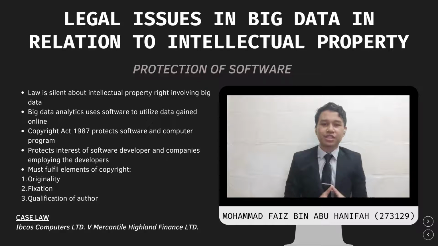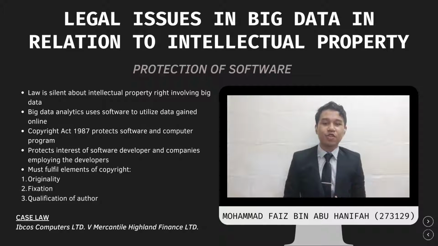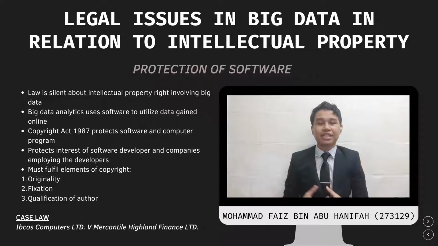The significance of such a claim can be proven in the case of Ipcos Computers Limited and Mercantile Highland Finance Limited, where the court held that a worker or a computer programmer who had worked for a company creating a computer program to function a certain way couldn't sell a similar comprehensive software to another party, in order to protect the interests of the company. And since big data analytics uses software that is very complex in order to compute all of the programs, it is very pertinent to protect them under this law.